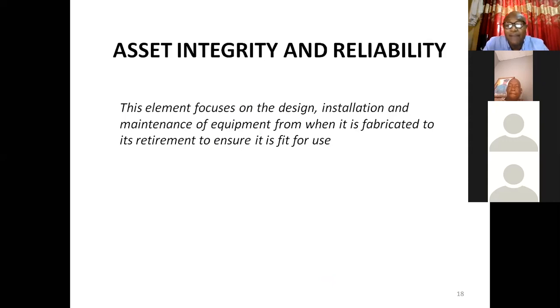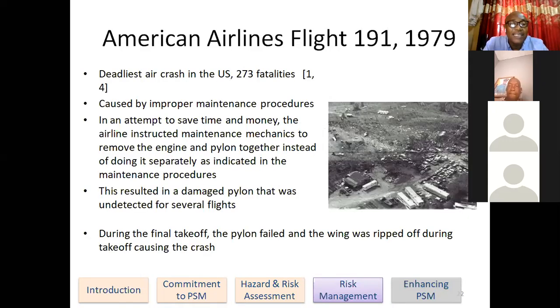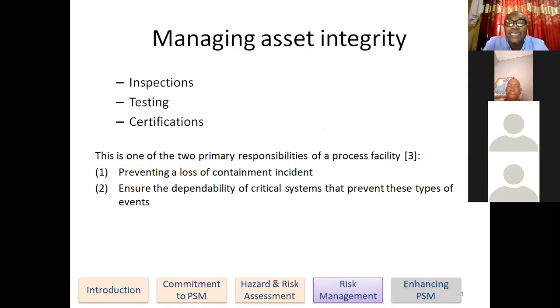Asset integrity and reliability, how reliable the thing is, is also one of the key things. And last, I gave an example of how to manage the integrity of equipment. How do you check the integrity? By doing inspection, by doing testing and doing calibration. When an airplane has flown for a particular number of hours, they will take it for recalibration. They want to go and check some of those things.